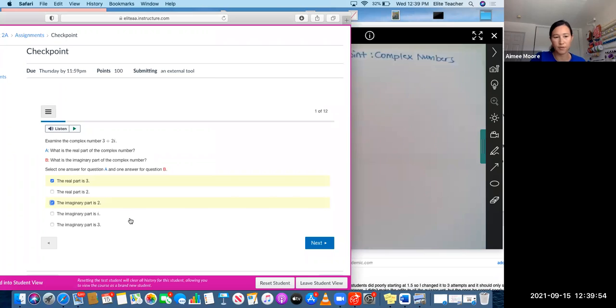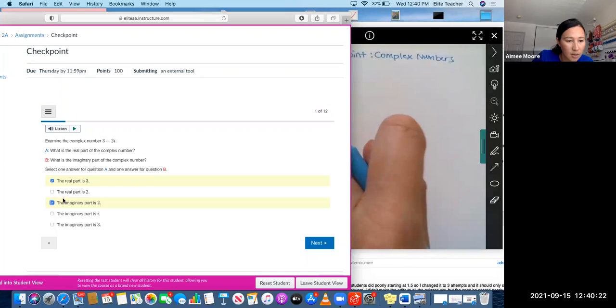Any questions on this first problem? Let me check the chat. Okay, and catching up in the chat. No, this is not the checkpoint we've already done. This is the one due on September 16th. That's due tomorrow. So the checkpoint for complex numbers. Okay, I don't see any questions yet. All right.